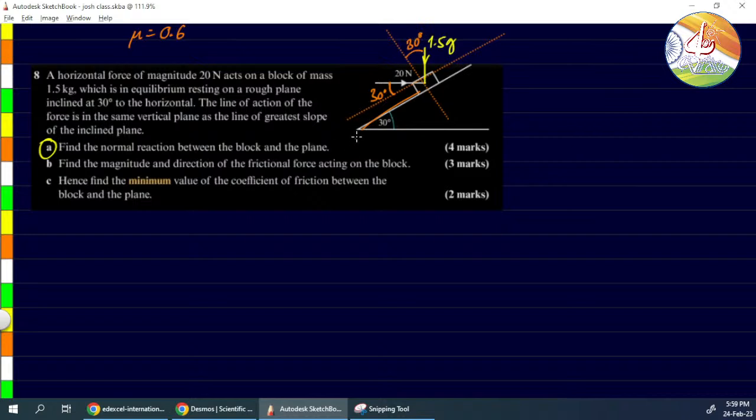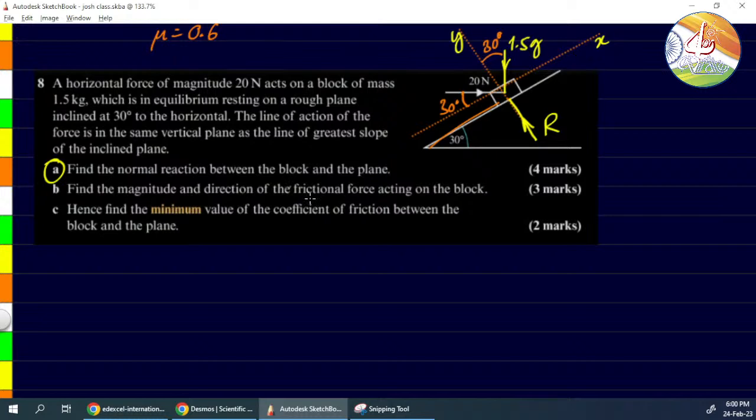So now there are some more forces. Which other forces we have to take? We have to take normal reaction, right? So what is normal reaction? Let's write it as R, okay? So this is x-axis, this is y-axis. Now because we are interested in finding normal reaction, we have to take sigma y. Take sigma y, R is acting upwards.